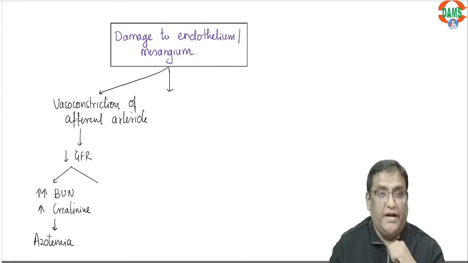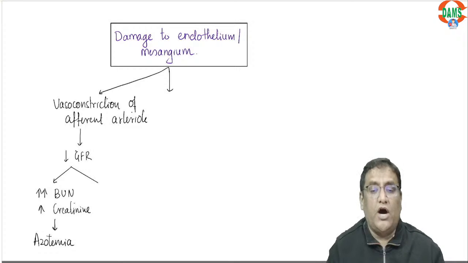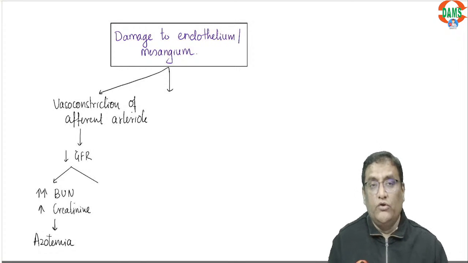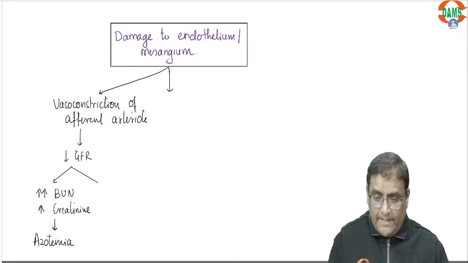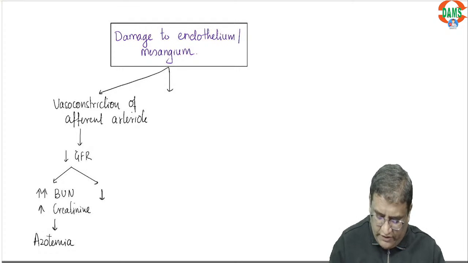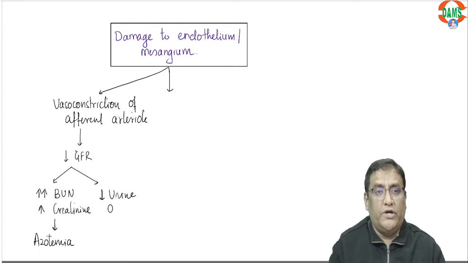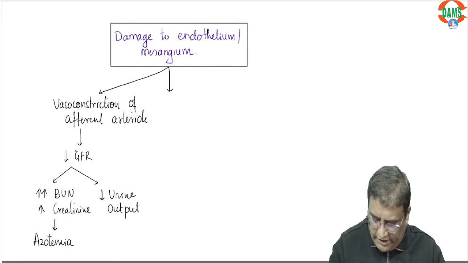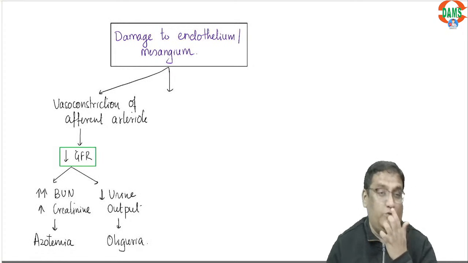Next is one more. If there is a reduced GFR, can you tell me, urine output will be more or less? Anybody? GFR is reduced, urine output will be what? Less urine output. This will lead to oliguria. I hope all of you are understanding. What is oliguria? Reduced urine output.